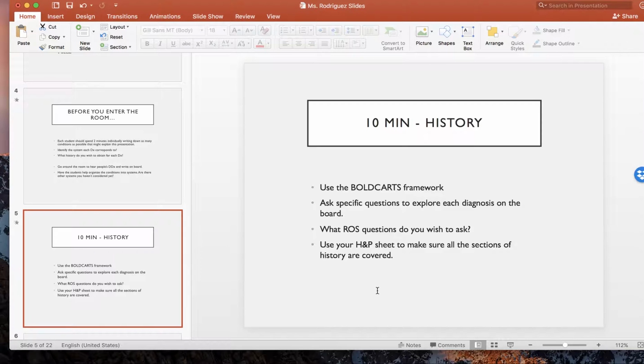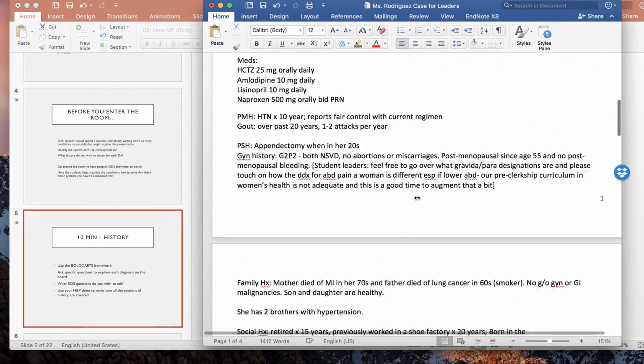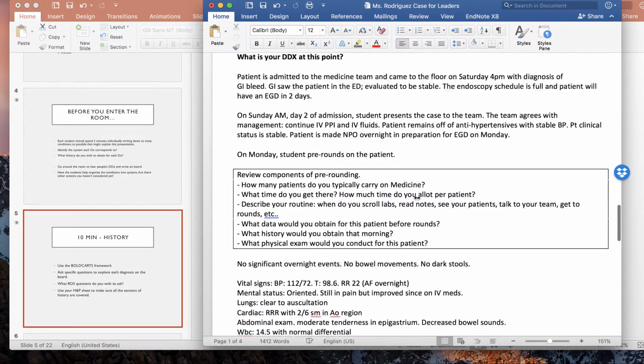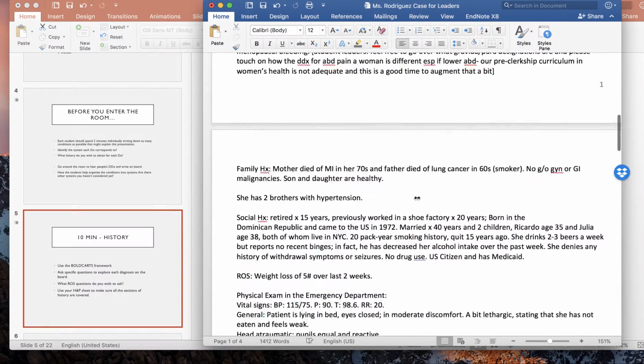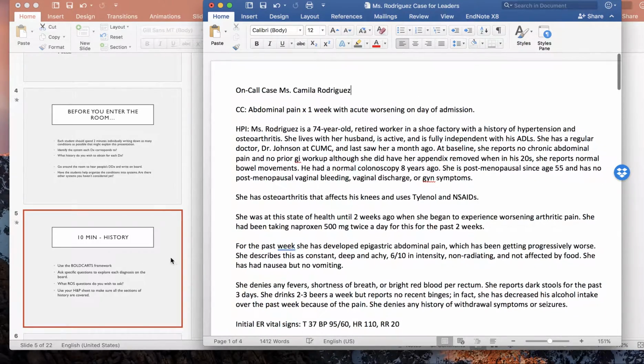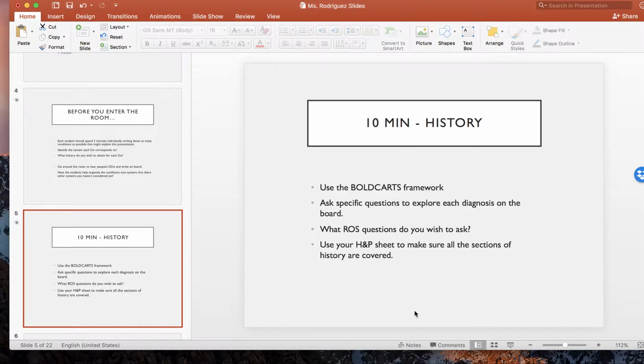And this slide's going to go up. It's going to ask the students to use a bold cards framework, but also ask specific questions to explore the diagnosis. Right? So at that point, I encourage you to step into the role of the patient. At this point, you've already read this whole case. You know what's going on with this patient. You know a little bit about her background, her family, all these different things, her symptoms. And so what you can do at this point is say, I'm going to play the role of the patient. Ask me questions. Give yourself 10, 15 minutes to do so.